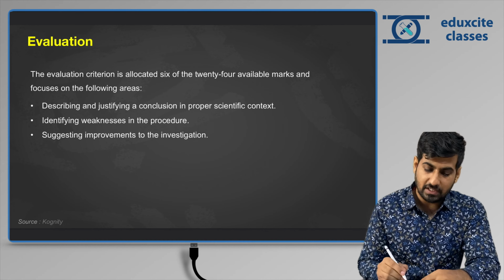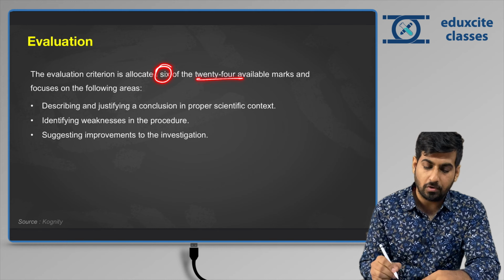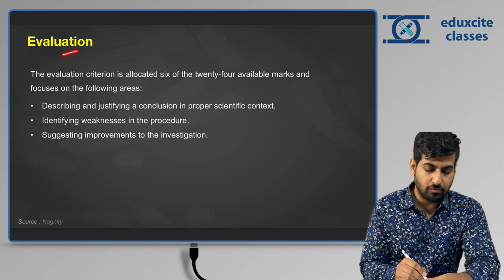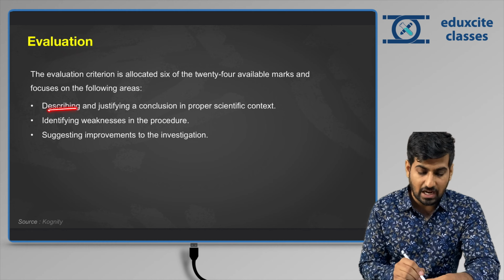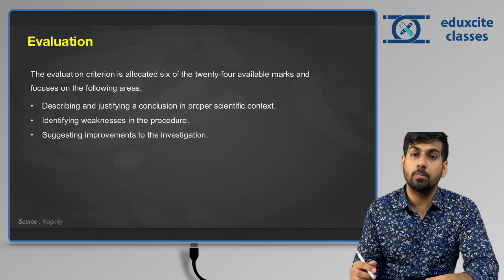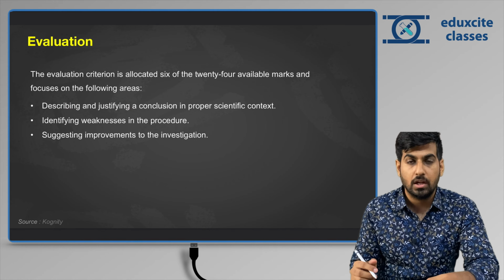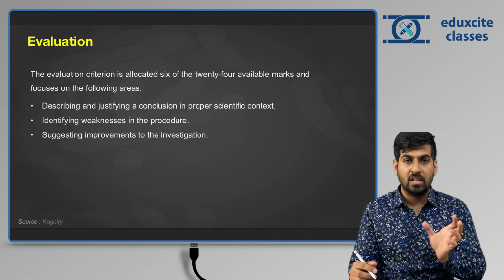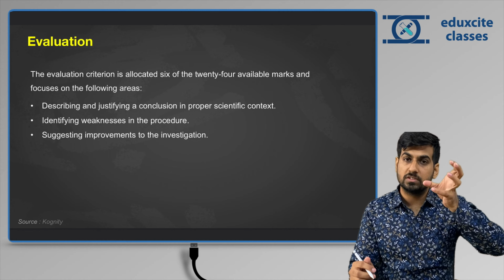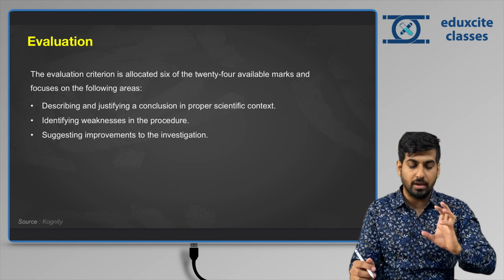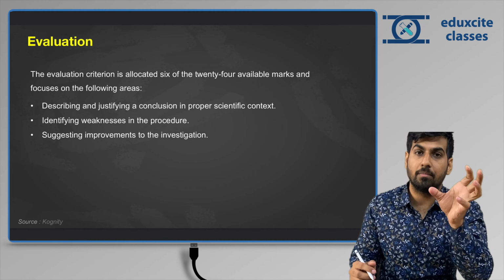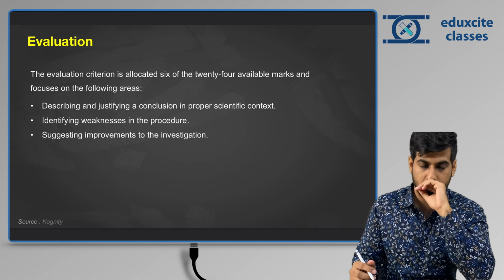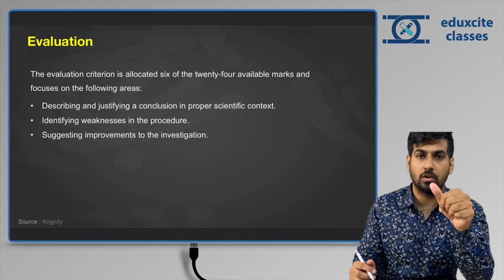Now evaluation is again of 6 marks out of your 24 marks available for your IA. In this, what we are looking for is your describing and justifying a conclusion in proper scientific context. Whatever you have done till analysis, now you come up with your result. How, supporting it with your analysis, you are describing and justifying your conclusion using the scientific content, that is what we are looking for.